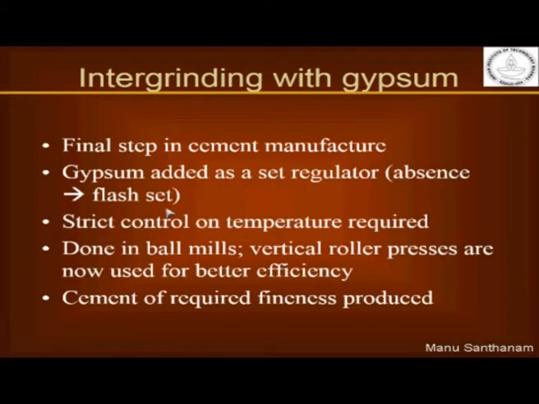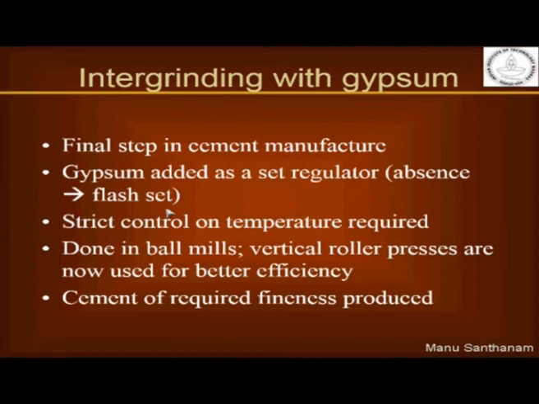Okay, so clinker has now come out. The clinker I showed you earlier in the cement plant pictures has come out in the form of nodules, and now this has to be ground to the right size to make cement. At the time of grinding, as I told you earlier, we add the other additives in the process. So, you have your gypsum, which is added as a set regulator. Okay. In the absence of gypsum, we have a condition called flash setting.